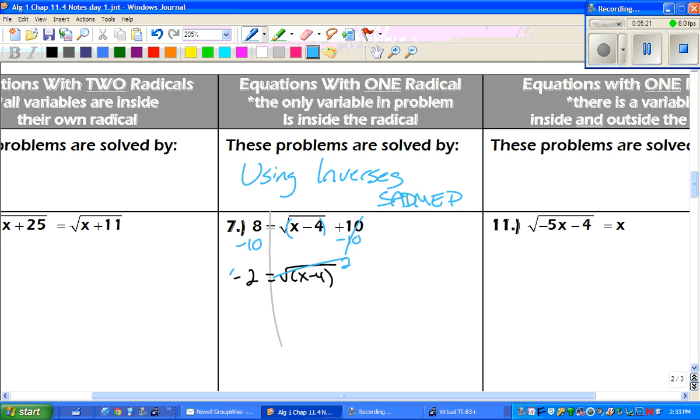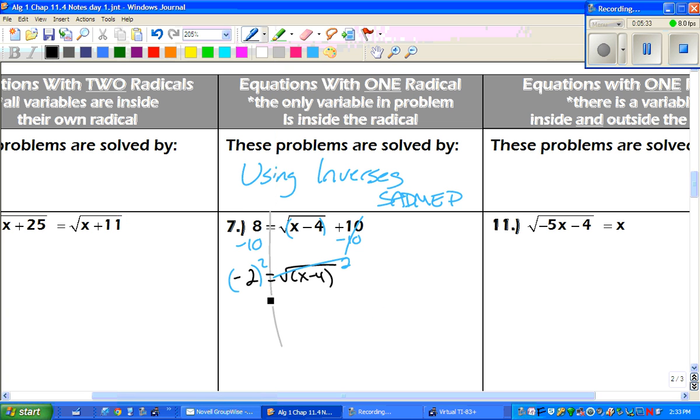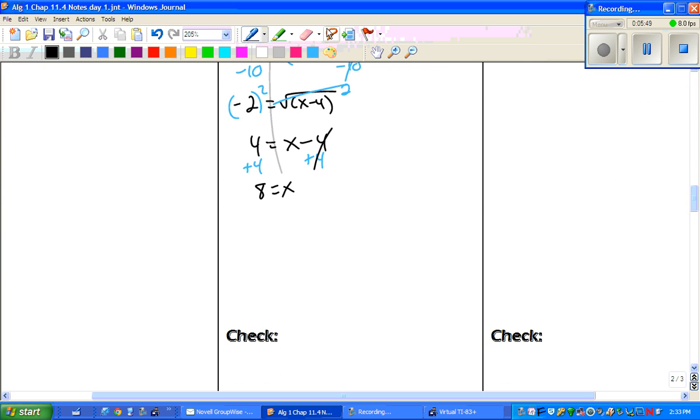Alright, I am going to square both sides. I just can't go negative 2 squared because that's not right. It's parentheses negative 2. And then we get 4. So 4 equals, and now we're left with x minus 4. To get the x by itself, we have to add, and then we get 8 equals x. And like we said, it can't go in our little answer box until we check.